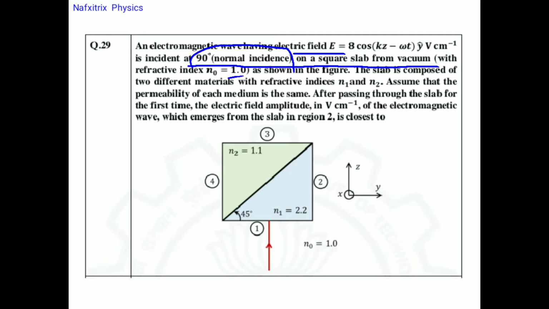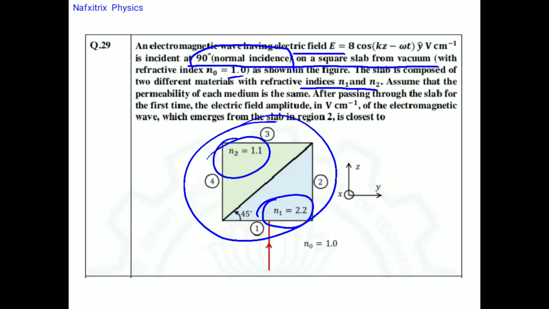Now the slab is composed of two different materials with refractive indices n1 and n2. Here you can see two different materials, also two different colors. So this square slab is made up of these two materials. Assume that the permeability of each medium is the same. Permeability means mu: for this medium permeability mu2, for this medium permeability mu1, but they are telling us to assume the same permeability, so we can neglect the permeability.